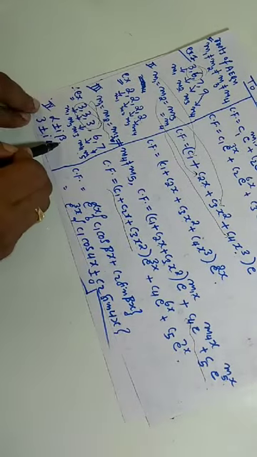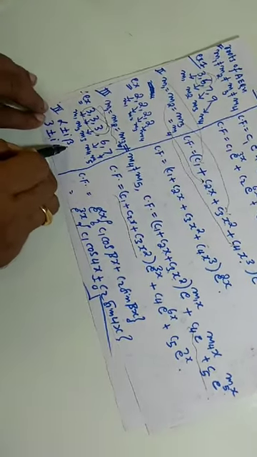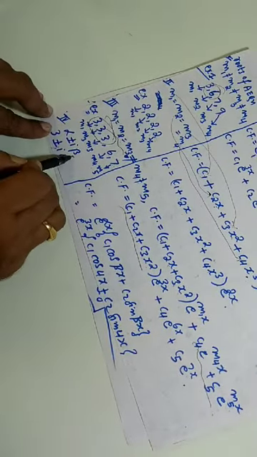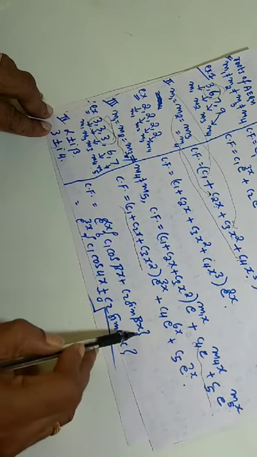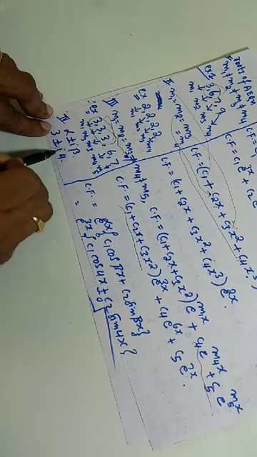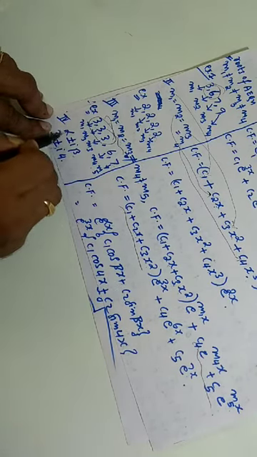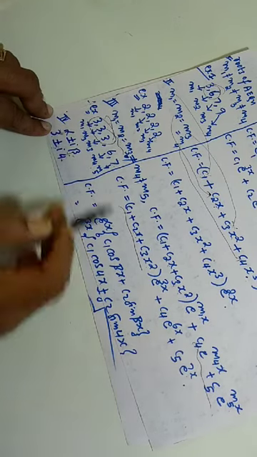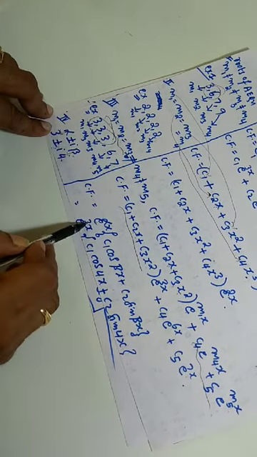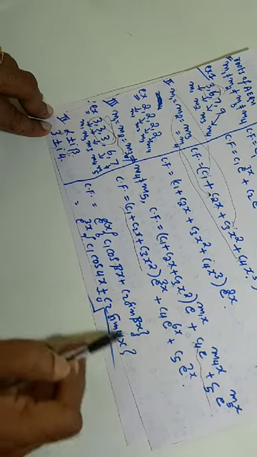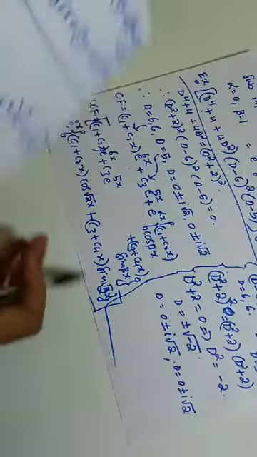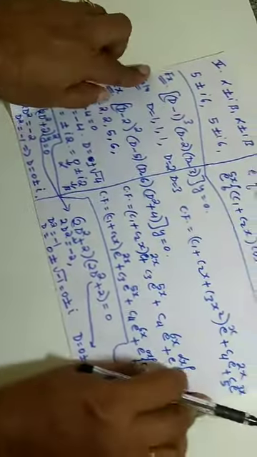Now coming to the fourth case. When the roots are complex in nature, alpha plus or minus i beta, then e to the power alpha x into c1 cos beta x plus c2 sin beta x. For example, 3 plus or minus i into 4. So what is alpha? Alpha is 3, beta is 4. Just substitute into this formula.